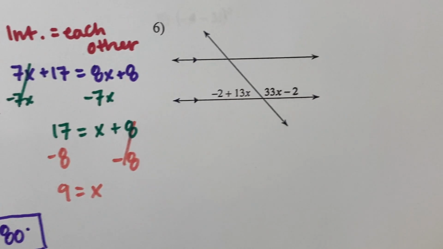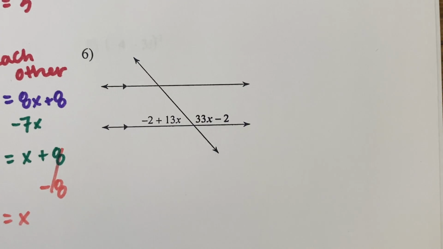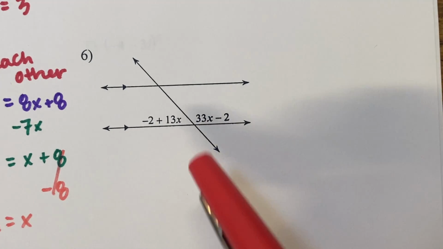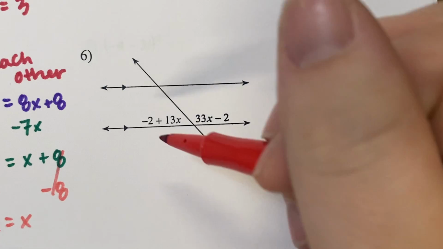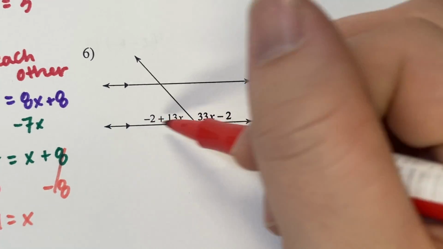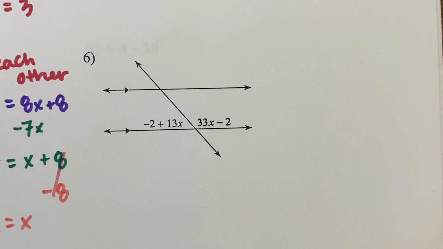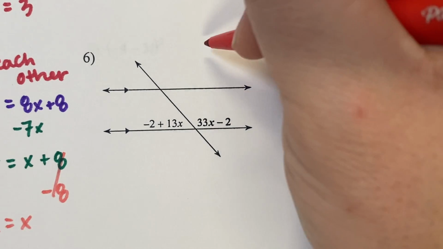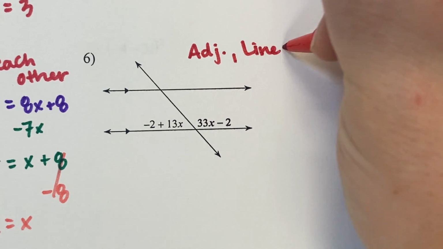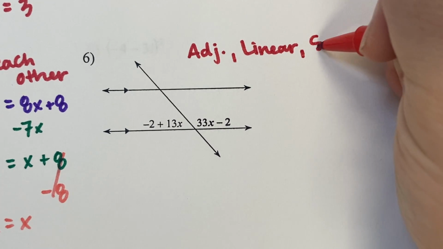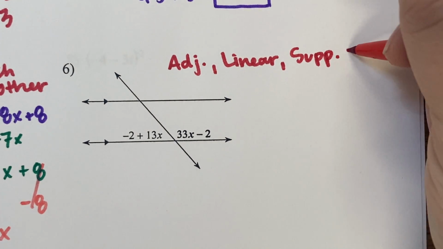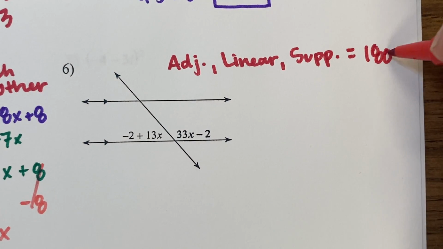Okay, last one for our transversals. So now, this relationship, I see a couple things. I see that they're right next to each other, and when they're right next to each other, they make up this straight line. Okay, a few different words or names that these are called. We can call them adjacent, linear, or supplementary.